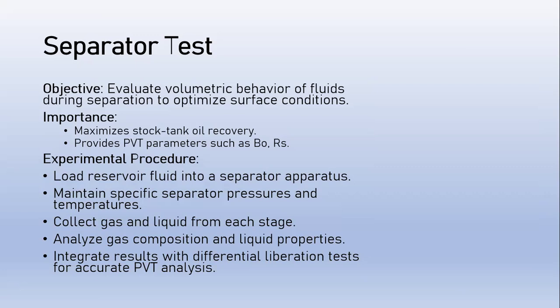The experimental procedure is that you load the reservoir fluid into a separator apparatus, maintain specific separator pressures and temperature, and collect the gas and liquid from each stage and measure the corresponding properties. Analyze the gas compositions and also liquid properties. Integrate the results with the differential liberation tests for accurate PVT analysis.